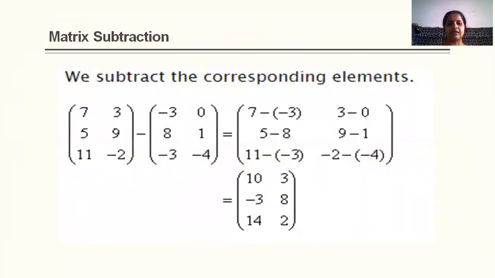Now here is the example of subtraction, the same way as that of the addition. That is 7 minus minus 3, 3 minus 0, 5 minus 8, 9 minus 1, 11 minus minus 3, minus 2 minus minus 4. So here the resulting matrix will be 10, 3, minus 3, 8, 14, 2.